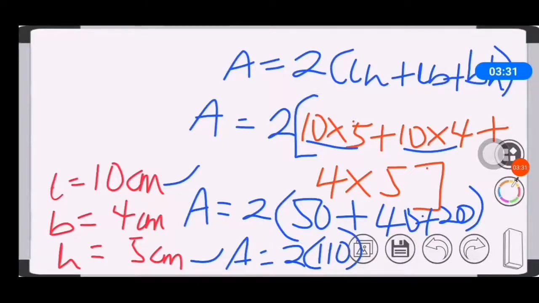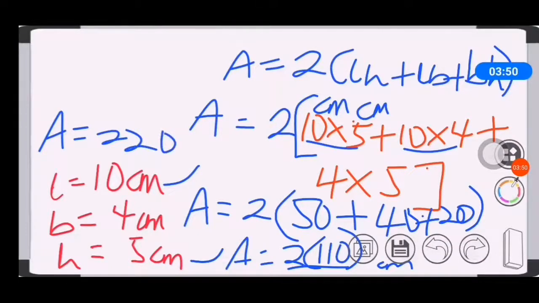Okay, remember the units. We are multiplying centimeters by centimeters, and centimeters times centimeters will be squared centimeters. So we need to write down our unit. All right, so now finally 2 times 110, I'm writing the final answer here. That should be 220 squared centimeters. That's how we find the area. So basically we have found the area of 6 faces.